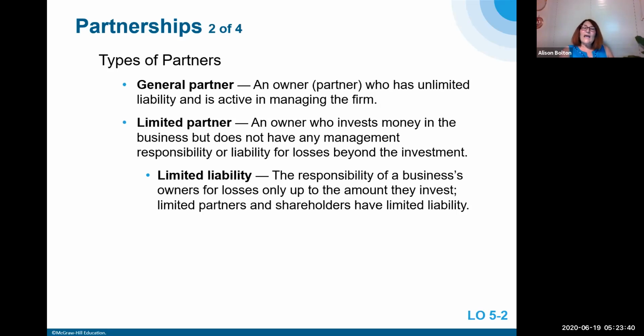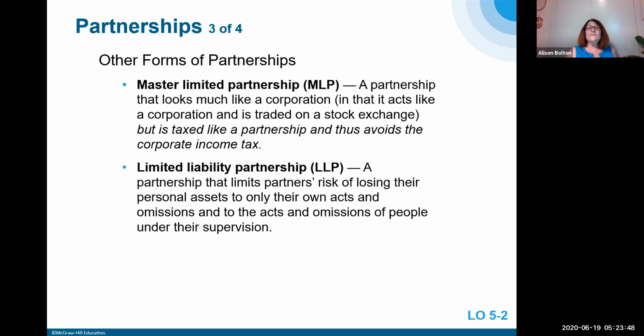And as mentioned before, part of the limited liability of that relationship. There are other forms, a master limited partnership, and we don't see a lot of these MLPs. They look like a corporation, act like a corporation, and they have stock that is traded on the stock exchange that is taxed like a partnership. So it avoids corporate income tax and incorporation costs and responsibilities. Something that can be very beneficial to a business.